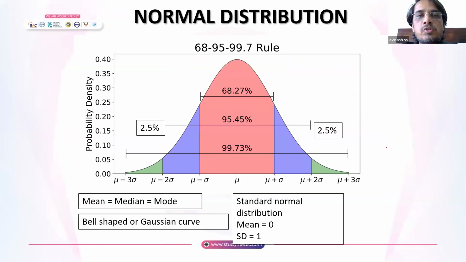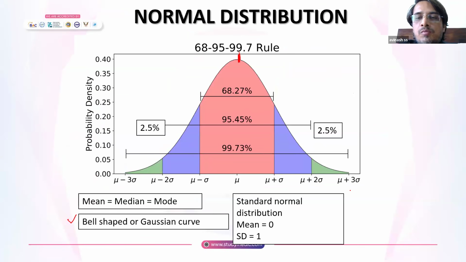Now, what is the normal distribution? We all have discussed what the normal distribution is. You can see the graph here is called the bell-shaped curve because on either side it is equally symmetrical. The right shoulder is similar to the left shoulder.